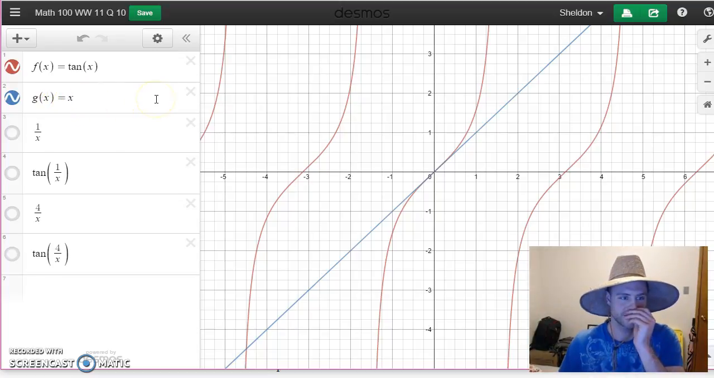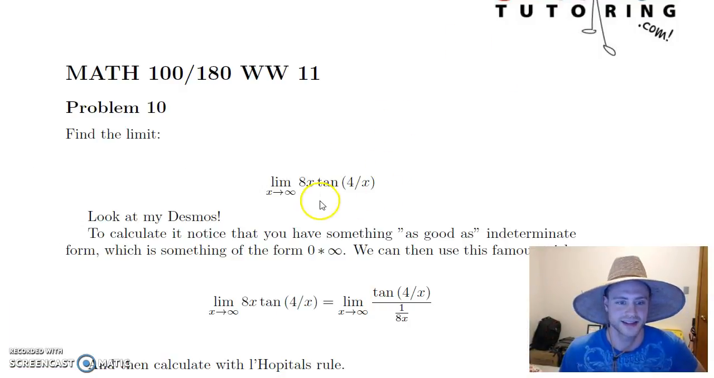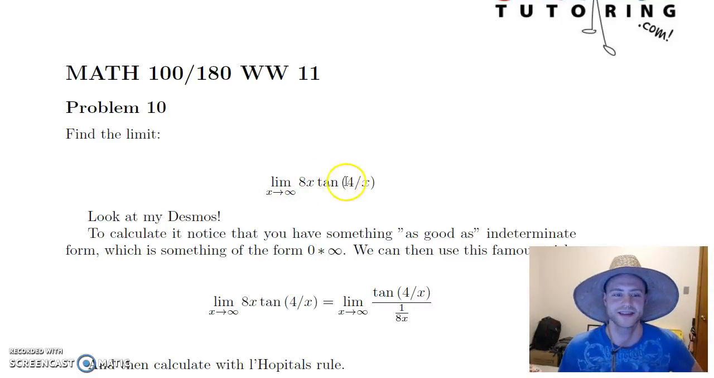Okay, so this is crazy nerdy. So what does that tell us? That tells us that tan of 4 over x behaves like 4 over x. That means this is really the same thing as going ln of 8x times 4 over x. The x's cancel and you get 8 times 4. Isn't that crazy? Isn't that amazing?